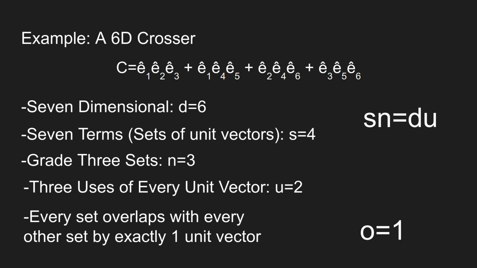However, this example and the others provided before suggest the question, how is O related to s, n, u, and d? Phrased another way, how can one tell whether or not the tuple s, n, u, d, O corresponds to a valid crosser or not?